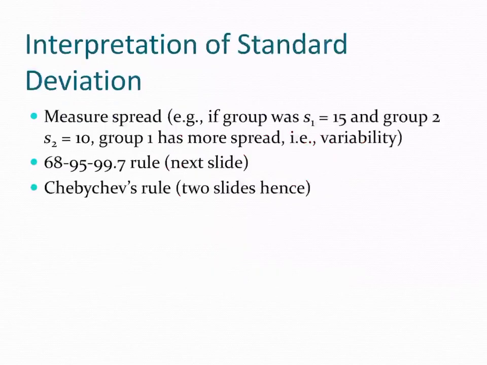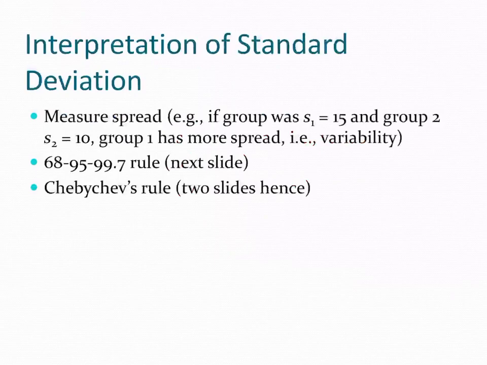This is key. So, the interpretation of standard deviation. It's the measure of spread. As an example, if group 1's standard deviation S1 equals 15 and group 2's standard deviation S2 is 10, then group 1 has more spread. The reason we start talking about standard deviation and spread is because we can start using this information to run the statistical methods that are going to be coming up. But we need our standard deviation to find our average distance around the mean.